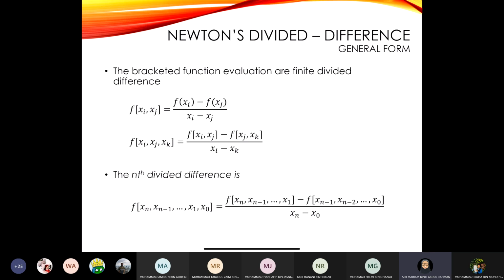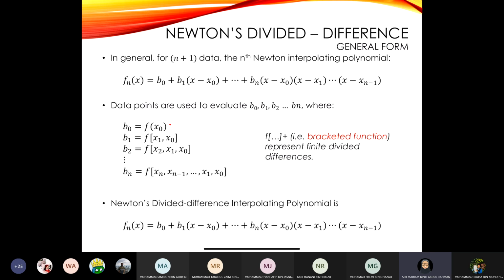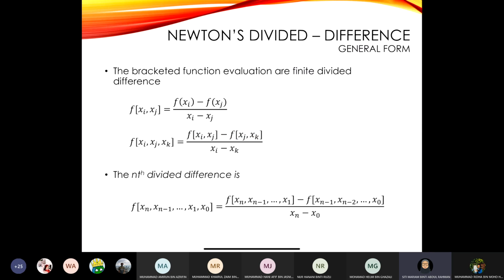So the bracketed function that kita ada dekat dalam ni, katakan yang ni B0 terus fx0. So B1 is the bracketed function between x1 and x0. B2 bracketed function between x2, x1 and x0. So bila bracketed function between the three values ni tadi, maknanya fx1 tolak fx0 kan. Lepas tu ni kena tolak pula dengan fx2 tolak fx1, bahagi dengan x2 tolak x1. And then the whole thing bahagi pula dengan x2 tolak x0. So kalau yang ni panjang, banyaklah lagi dia punya calculation. So this represents the bracketed function. And if you have nth order divided difference, you have nth order bracketed function.